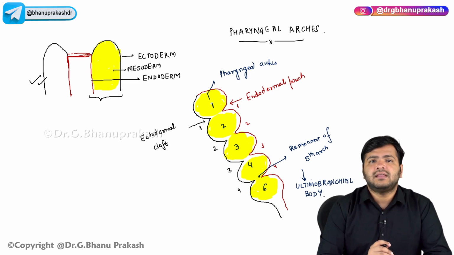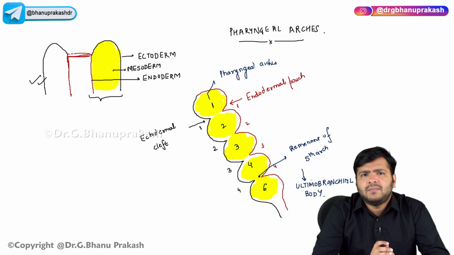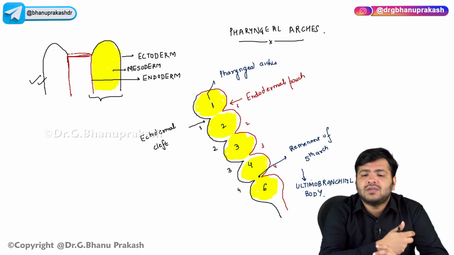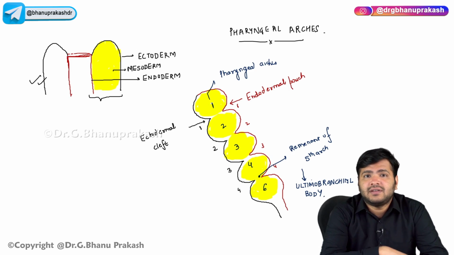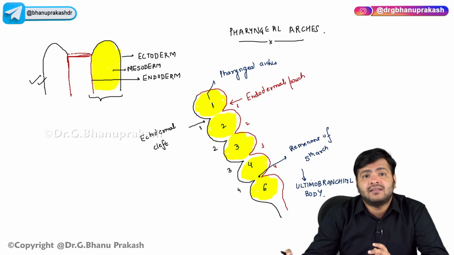Ultimobranchial body, right? So yes, we have 4 ectodermal clefts as of now, 4 endodermal pouches, and 5 pharyngeal arches. The 5 pharyngeal arches will be 1, 2, 3, 4 and 6. The 5th one disappears, and it is the remnant over here which you can see, the remnant of the 5th arch, which is called the ultimobranchial body. Now coming on to the derivatives of these clefts, pouches and arches, right? What will we get from these clefts, pouches and arches?